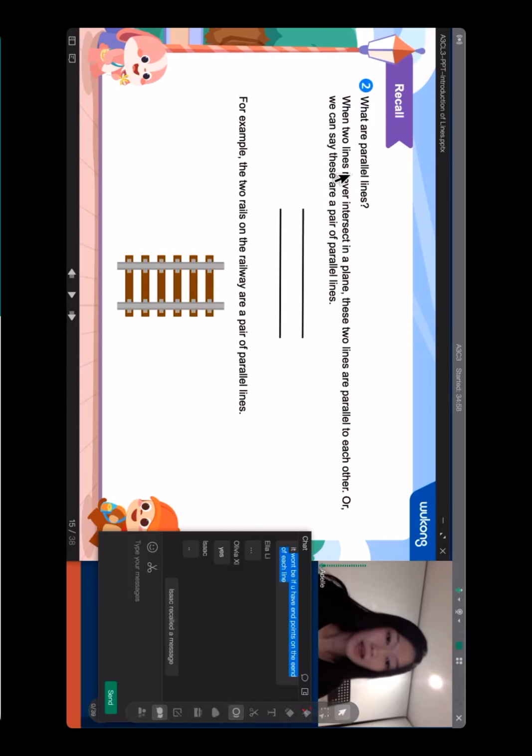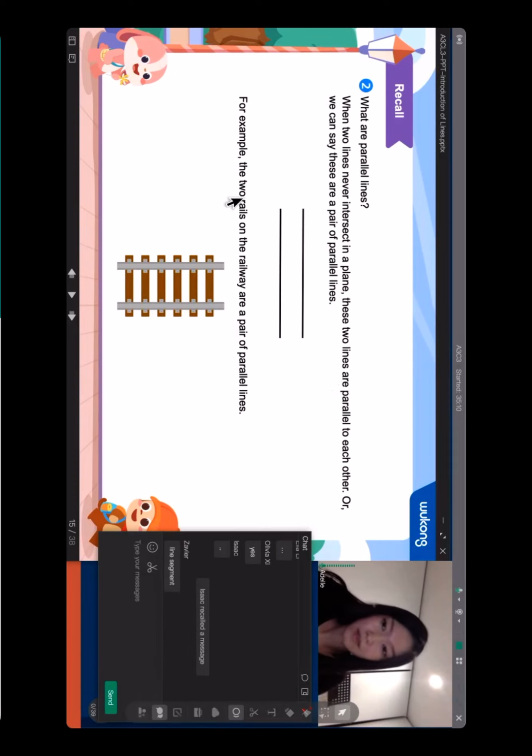And what are parallel lines? So when two lines never intersect in a plane, so they're never going to cross each other, these two lines are parallel to each other. Or we can say these are a pair of parallel lines. So for example, the two rails on the railway are a pair of parallel lines. See, they run in parallel and they will never intersect with each other.